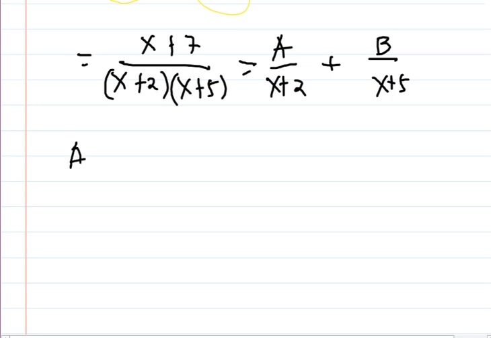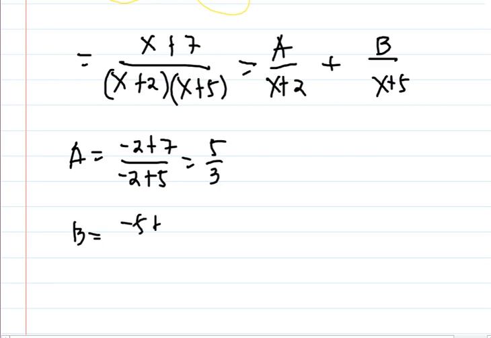So a naton will be equal to negative 2 plus 7 all over negative 2 plus 5. So this is equal to 5 all over 3. So diretsyo ko na lang kay para maging familiar ka sa paano siya. So for letter B, this will be negative 5 plus 7 all over negative 5 plus.